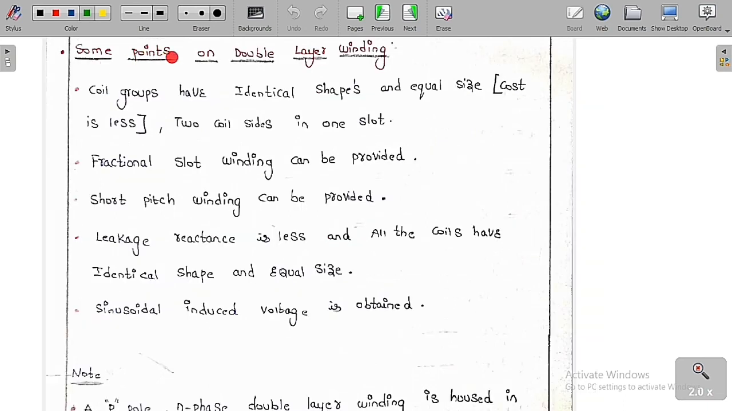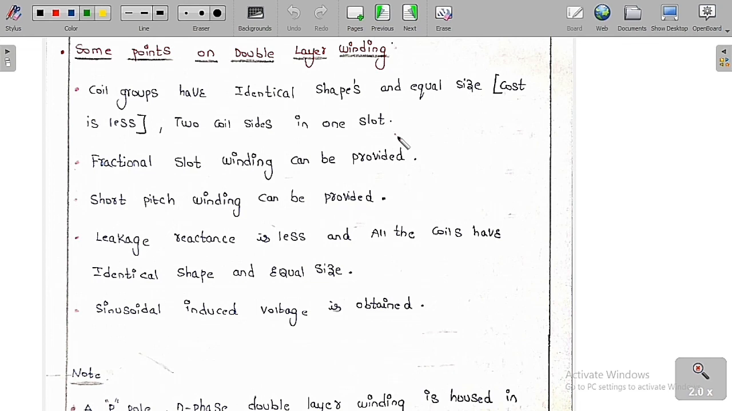Now we'll discuss some more important points on the double layer winding. Coil groups have identical shapes and equal size, so the cost is less, and there are two coil sets in one slot. If you keep two coil sets in one slot, it is said to be a double layer winding. Whereas in the previous case, you keep only one coil set in one slot, which is a single layer winding.